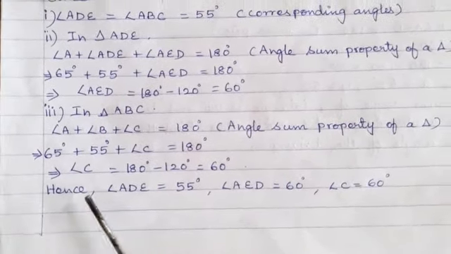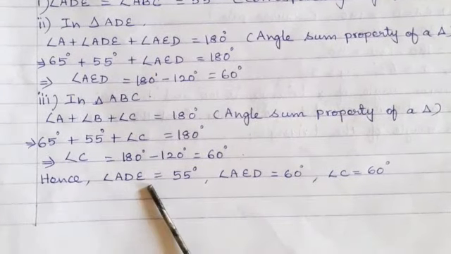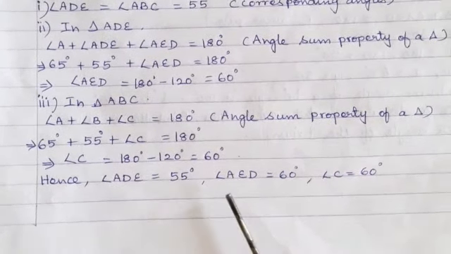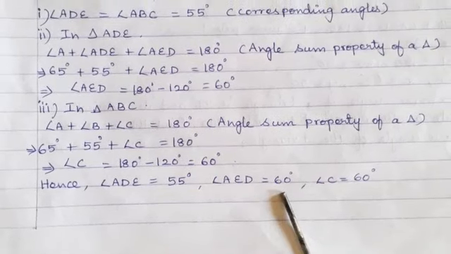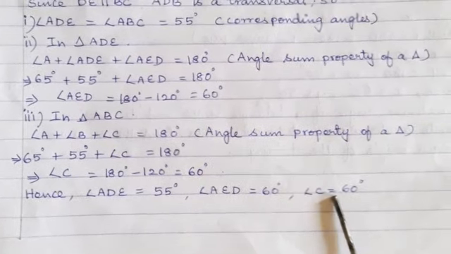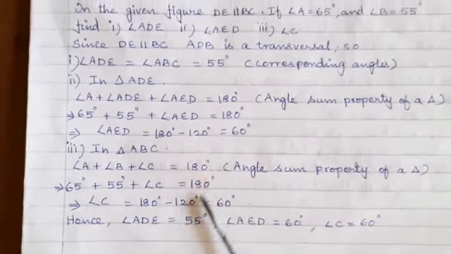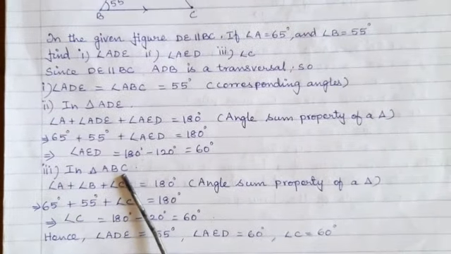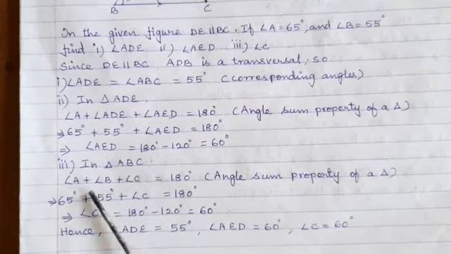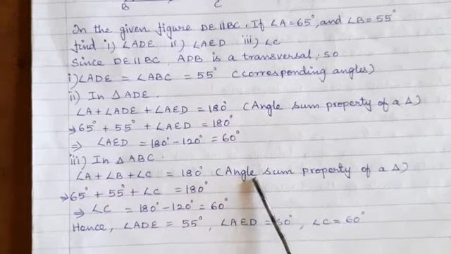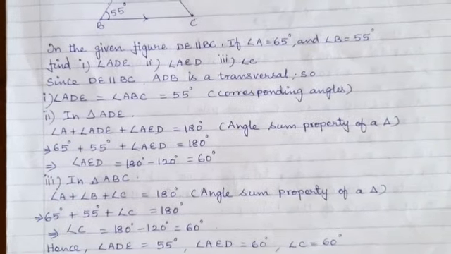So hence, what are the answers here? Angle ADE equal to 55 degree, angle AED equal to 60 degree, angle C equal to 60 degree. While doing all these questions, first you have to mention the triangle, then you have to write the sum of the angles equal to 180 degree, the reason, and you have to solve it.